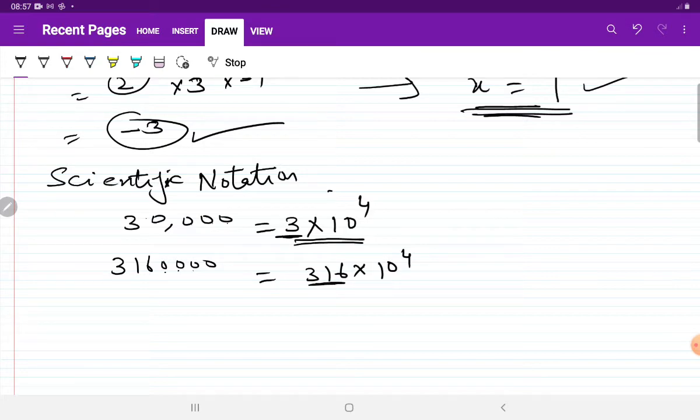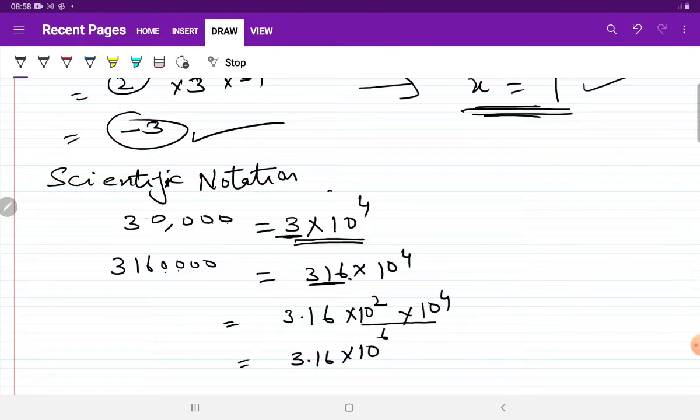We'll make it one digit. Here I'm shifting my point 2 digits before, like 3.16. So how many digits did I move? 2. So I can write it as 10 raised to power 2. And this 10 raised to power 4. So together what I got? 3.16 into 10 raised to power 6. Here I'm applying one law. 4 plus 2, 6. Base is same, powers will add.